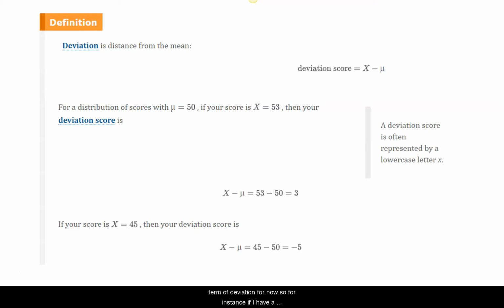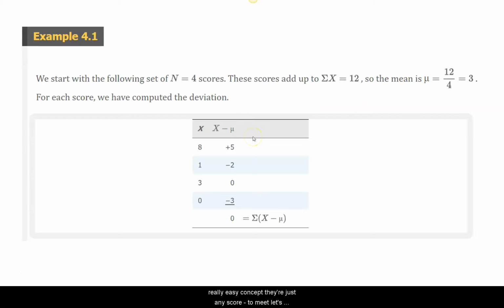So for instance, if I have a distribution of scores with a mean of 50, and my score happens to be 53, then the deviation is 3. If my score were 45, then the deviation would be -5. Of course, that's a fairly easy concept there, just any score minus the mean.